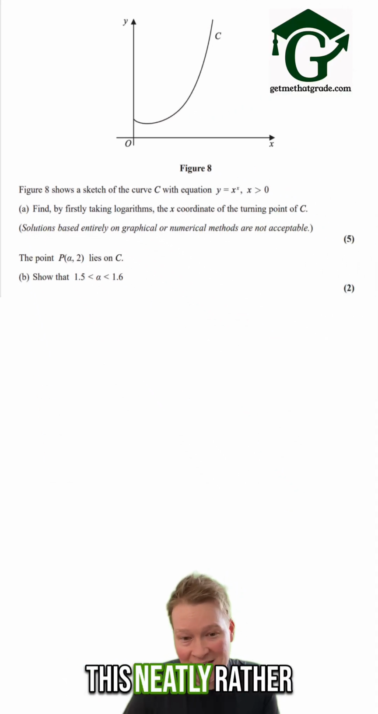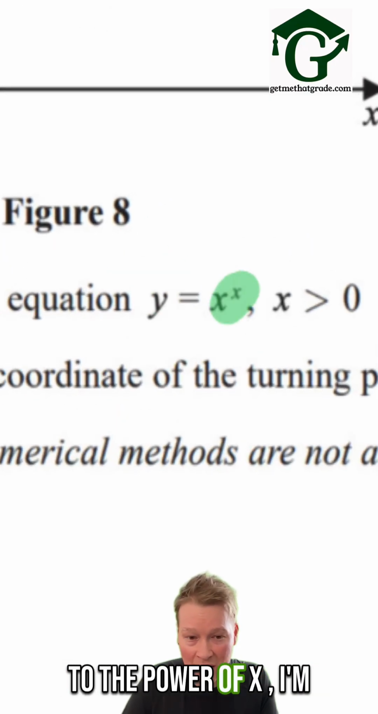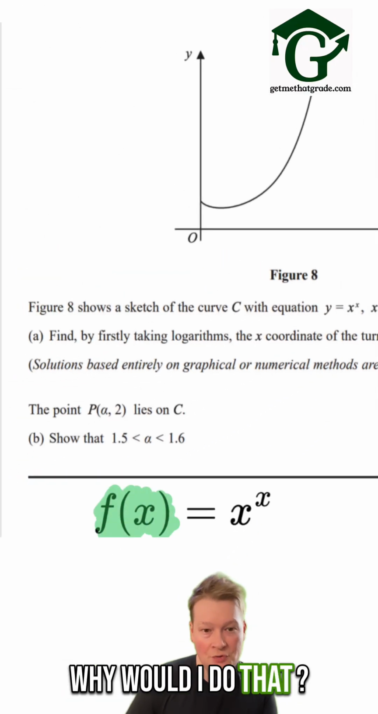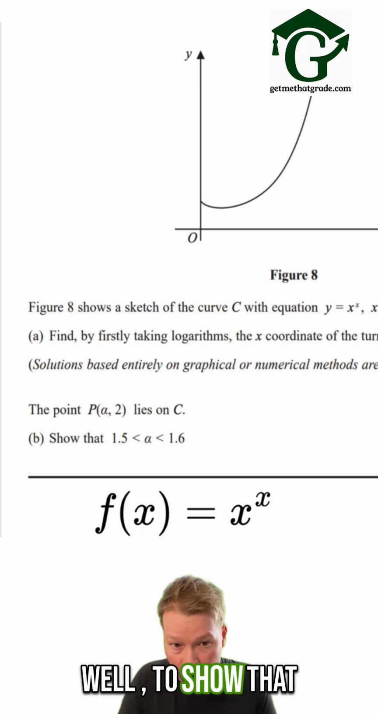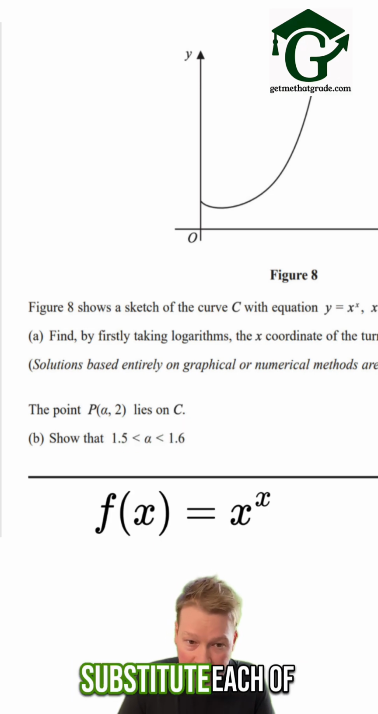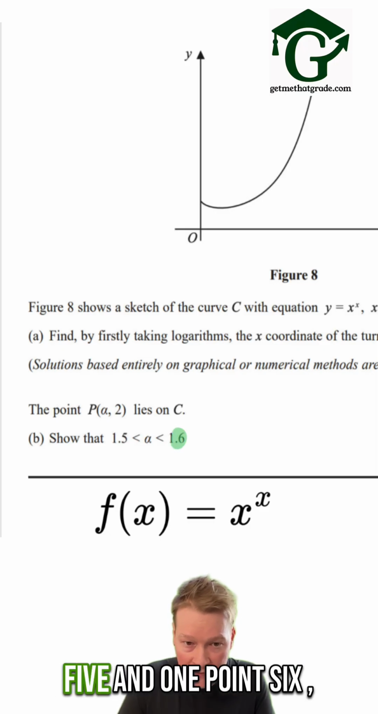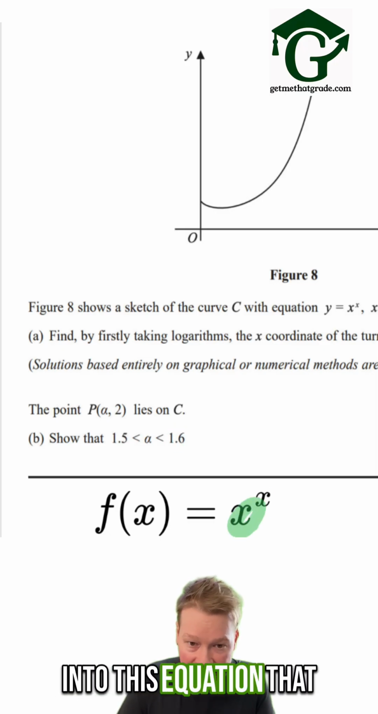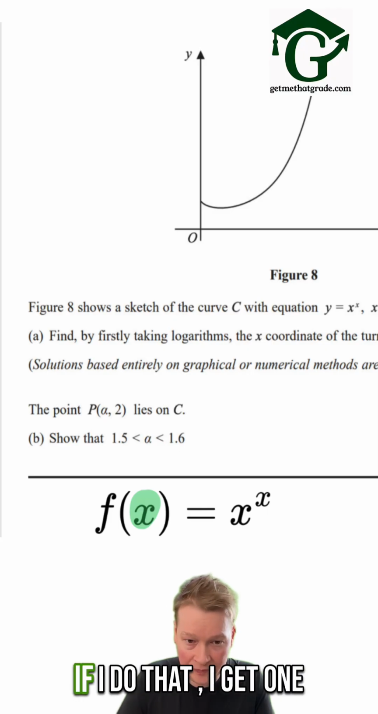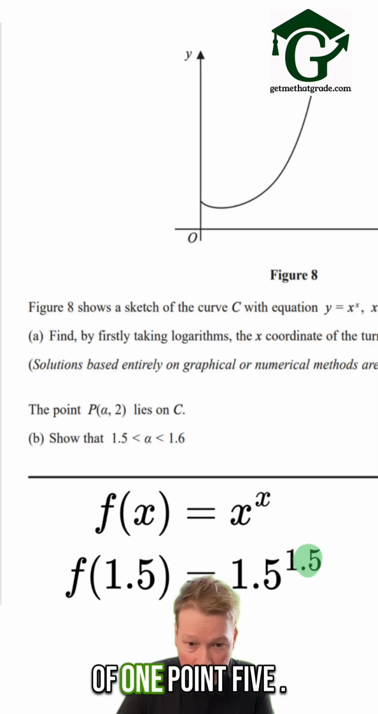So to help me to write this neatly, rather than writing y equals x to the power of x, I'm going to write f of x equals x to the power of x. Why would I do that? Well, to show that alpha lies between these two values, I'm going to substitute each of these values, 1.5 and 1.6, into this equation that we have here, replacing the x here by 1.5. If I do that, I get 1.5 to the power of 1.5.